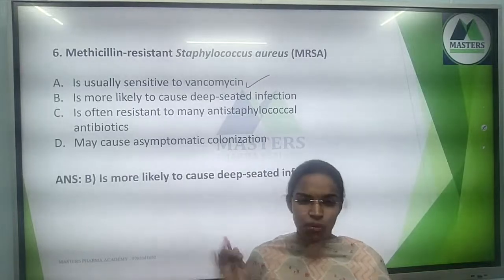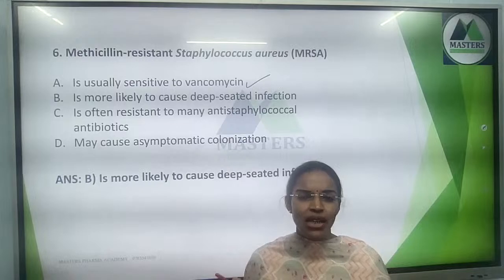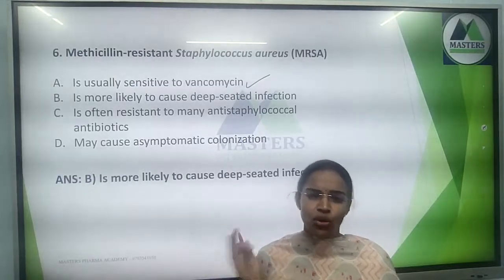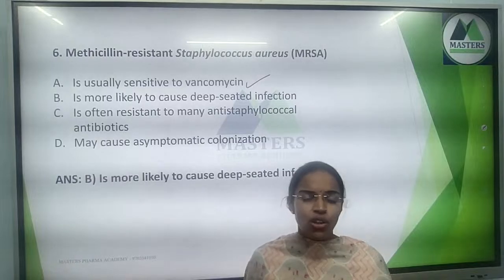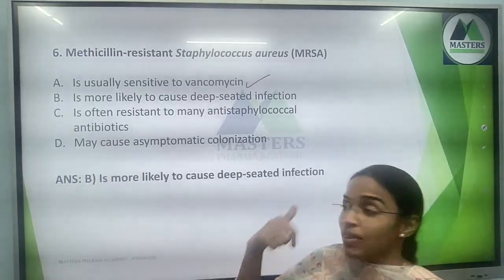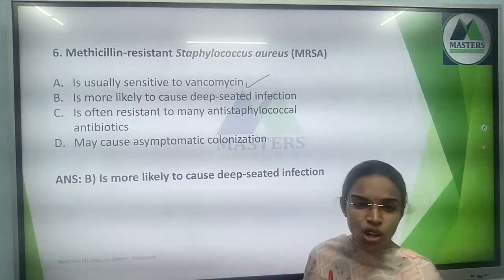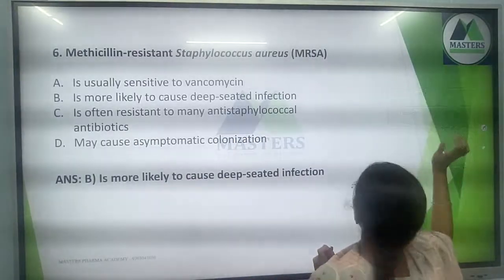Meanwhile, what happens? Yes, linezolid. Meanwhile, this Staph aureus does its own work. It goes on replicating, it goes on dividing, and it causes a deep-seated infection. So for this reason the answer is option B, more likely to cause a deep-seated infection.